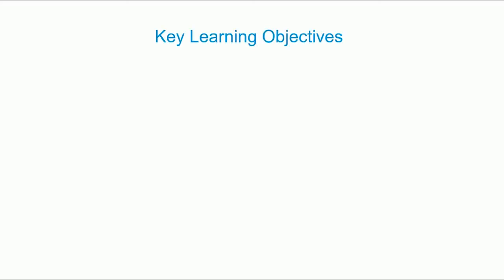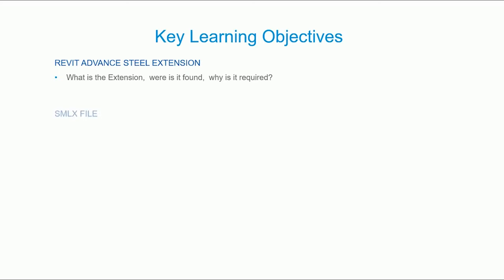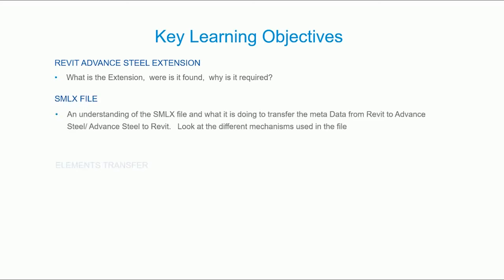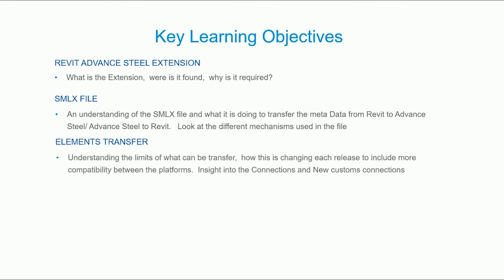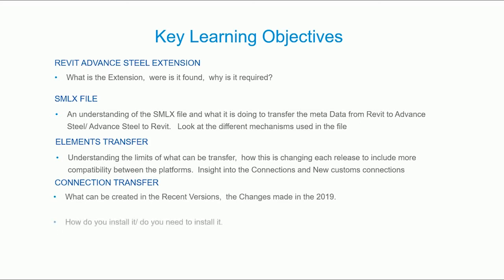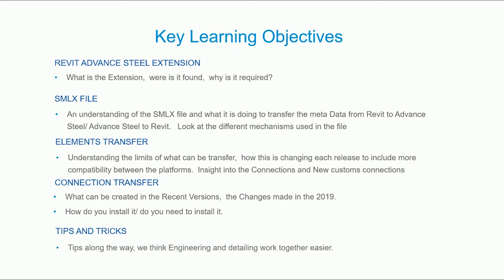So, some of today's objectives, the things we're trying to achieve: where do you find the Advanced Steel extension and what is it? What is an SMLX file and how does it work? What doesn't get transferred? With 2019, 2018, and I think 2017, we saw connections creep in, and in 2019 we see a few more bits and pieces creeping in, with the addition of the steel toolbar, which was just seen in the previous video. And hopefully I'll get a few tips and tricks in along the way on what we think engineering and detailing need to help them work together.